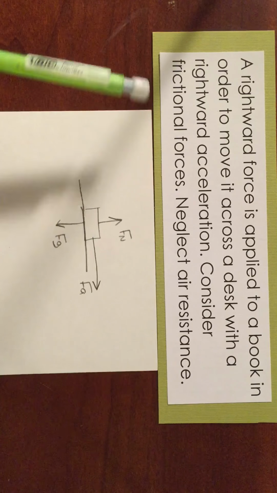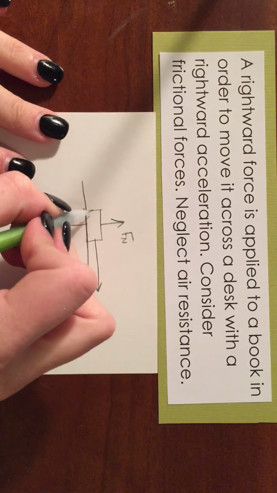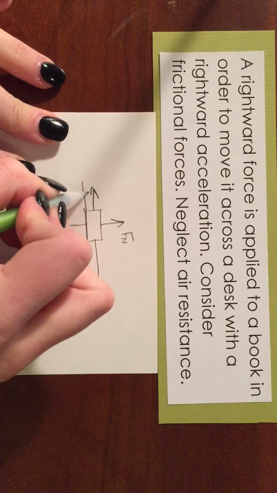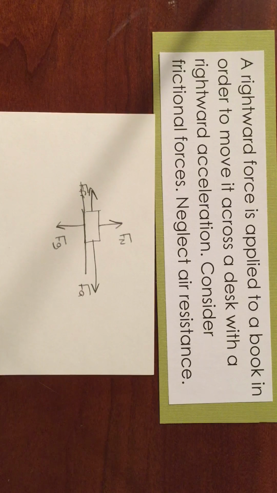And it also says to consider frictional forces. Friction is when a surface and an object encounter each other, and one is moving over another. So friction is in the opposite direction of the applied force because it's opposing the applied force. So we have frictional force in the left direction. No tension, so this would be our complete force diagram.